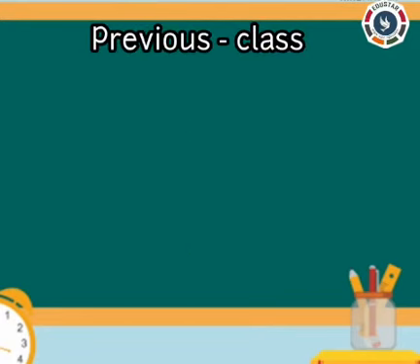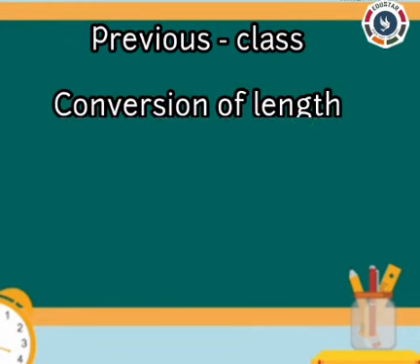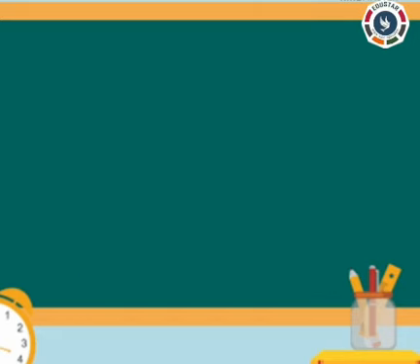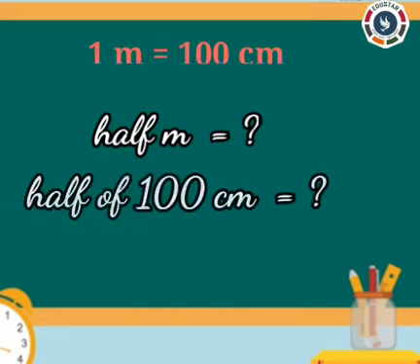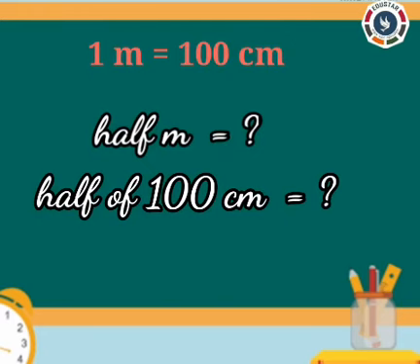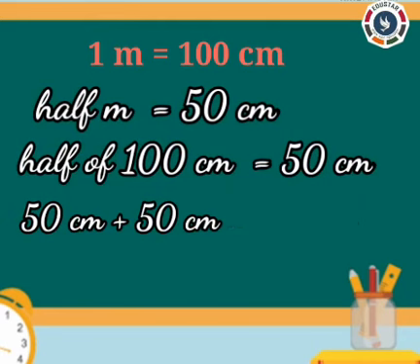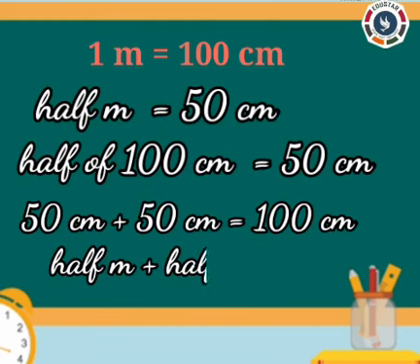In the previous class, we learnt about conversion of length. For that, we have to know 1 meter is equal to 100 centimeters, 1 kilometer is equal to 1000 meters. Then what is half meter? That is, what is half of 100 centimeters? Yes, 50 centimeter. That is, 50 centimeter plus 50 centimeter, we will get 100 centimeter. We can say this as 2 times half meter is equal to 1 meter.